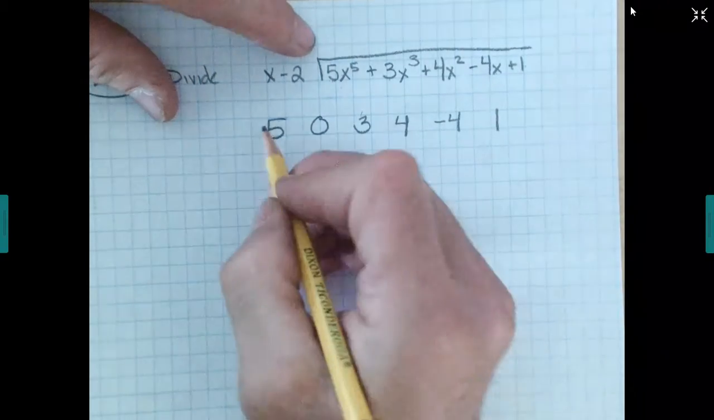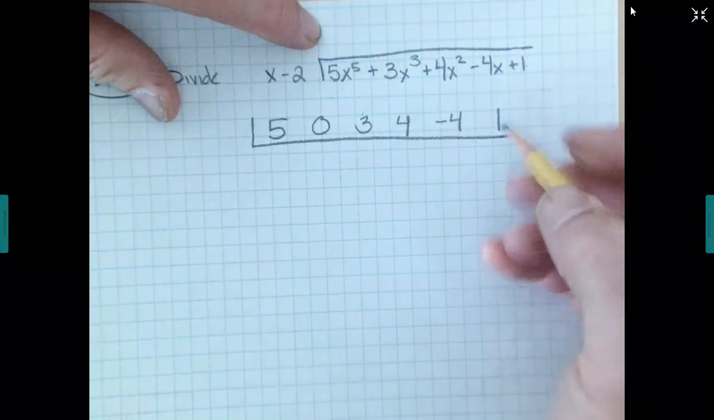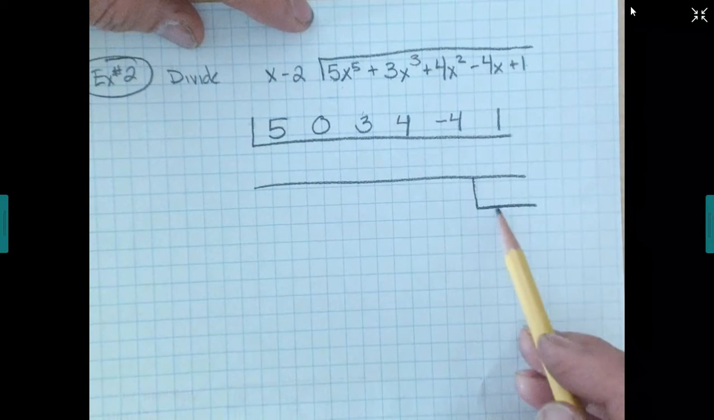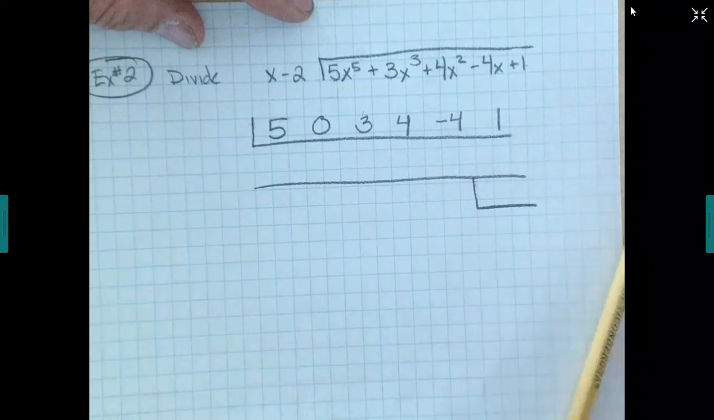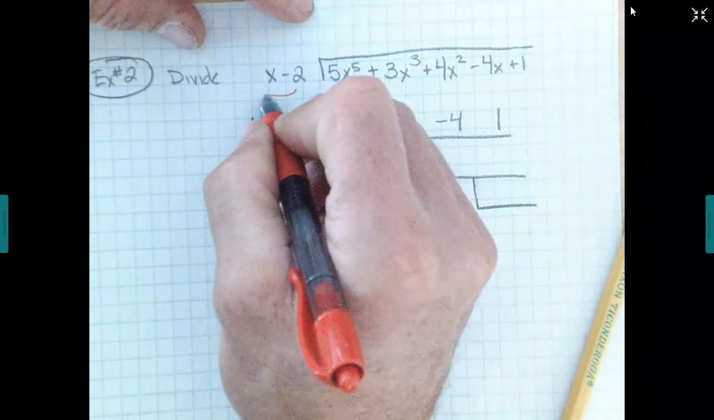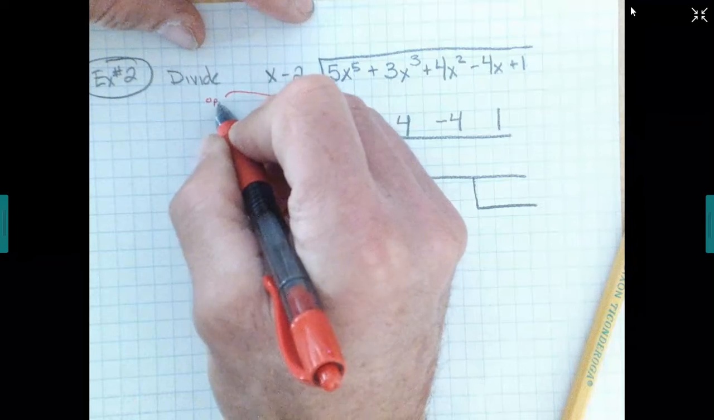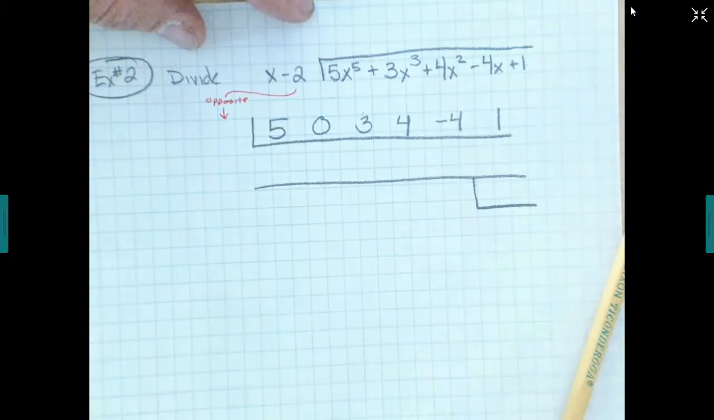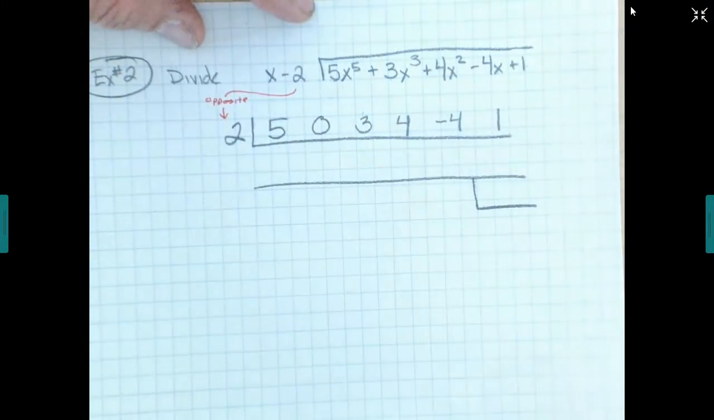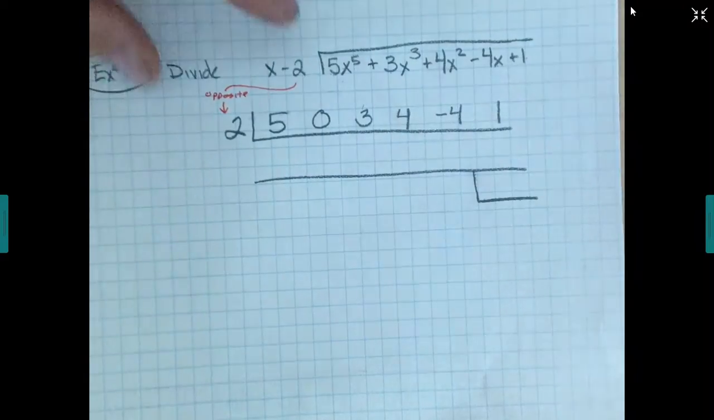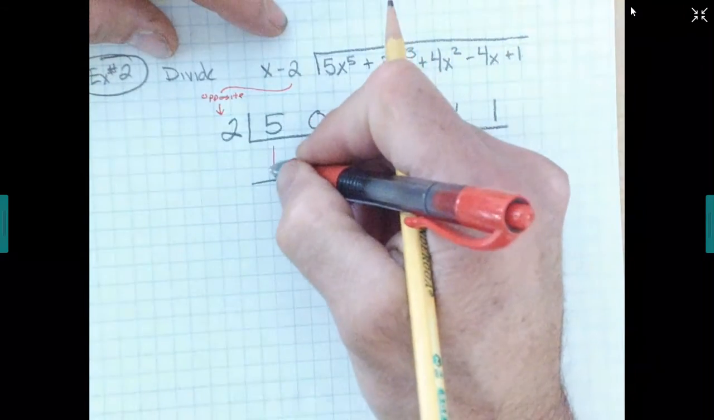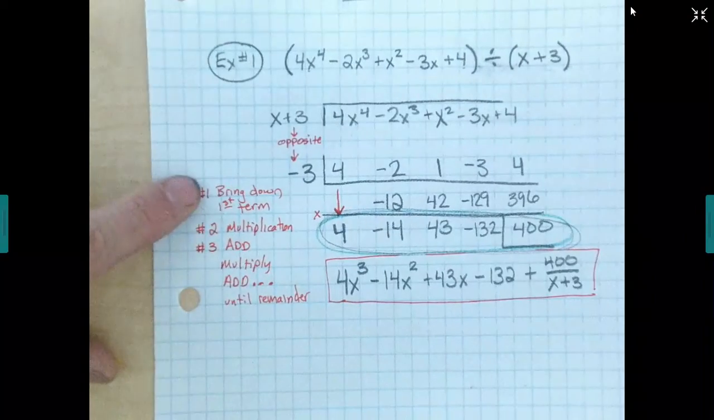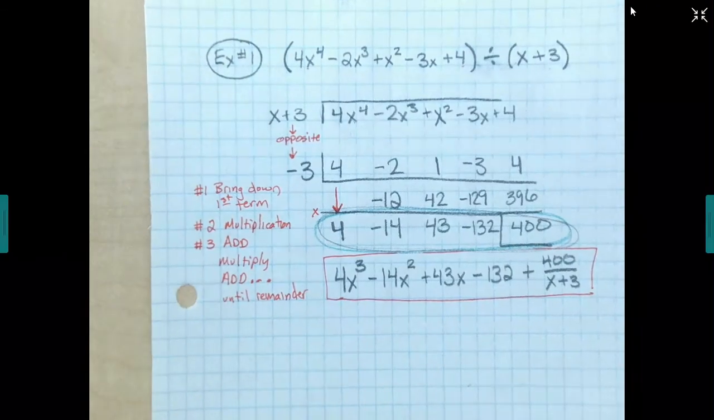Okay? And then we do this number and this number. And that's our remainder. And right here, we do the opposite. So instead of a negative 2, we have a positive 2. So remember, our first step is to bring down. So we're going to follow these exact steps. Bring down, multiply, add, multiply, add, multiply, add until we're done.